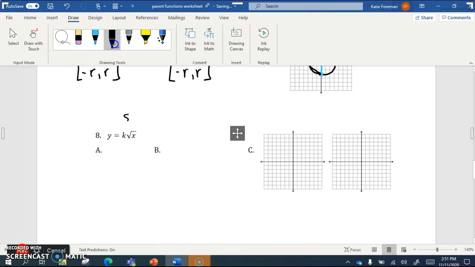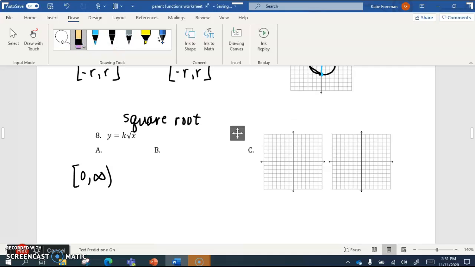All right, our square root function. So we know that we can't take the square root of a negative number. So if I'm just looking at my parent function, my domain would be from 0 to infinity. I can take the square root of 0. It is 0, so that is included.